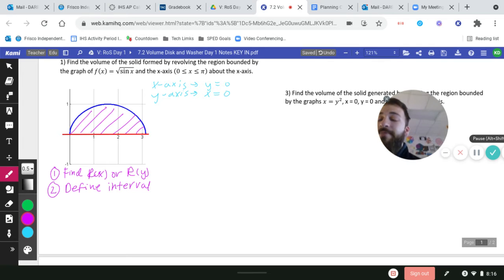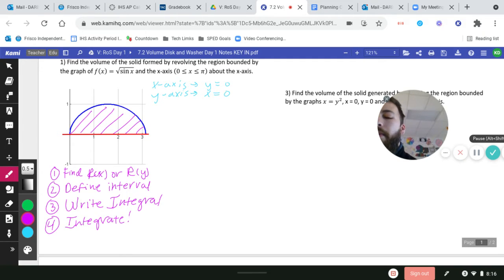And then my final step, once I have my r equation and once I have my interval, is just set up the integral. And then, of course, step 4 is to actually integrate. So very similar to what we did last time.